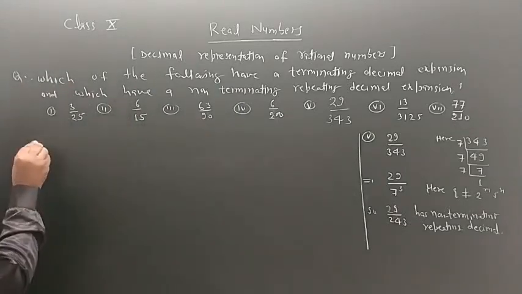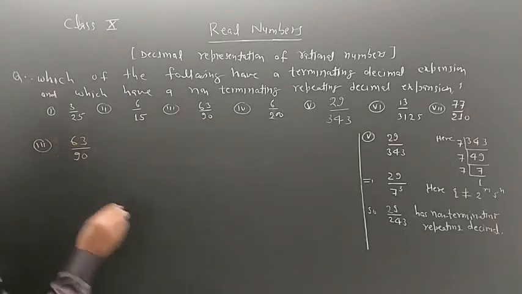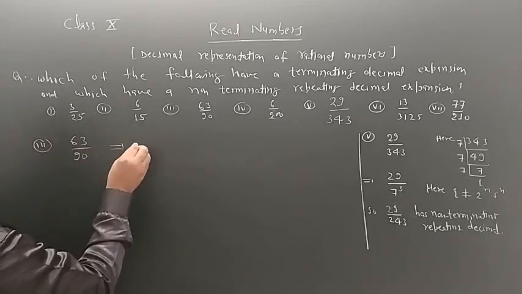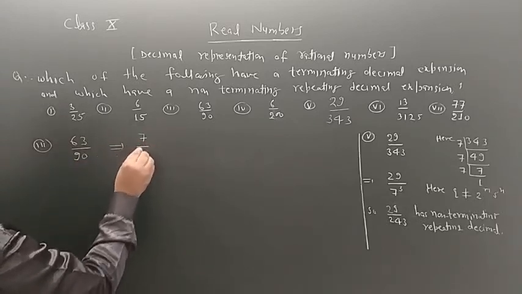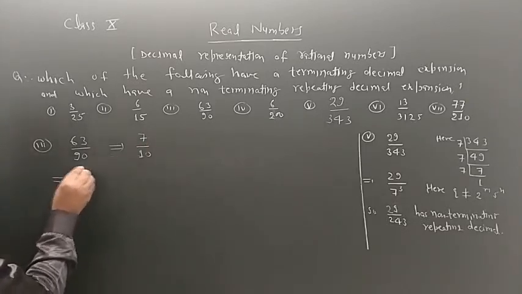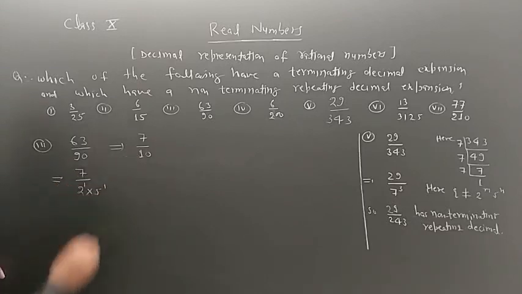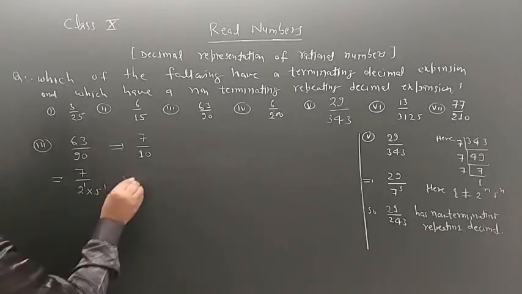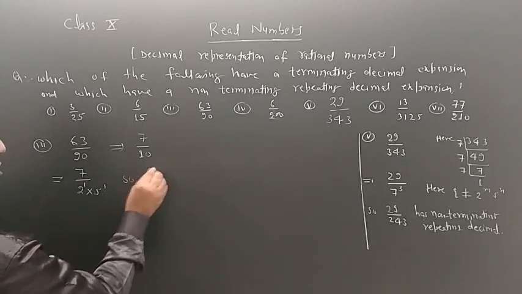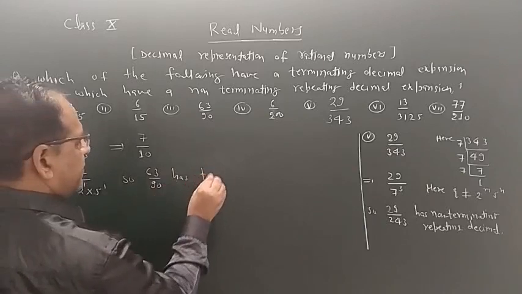Third part of the question, 63 upon 90. This can be reduced: 9 sevens are 63, 9 tens are 90. Here 7 upon 10 can be expressed as 2 to the power 1, 5 to the power 1. So 63 upon 90 has a terminating decimal.